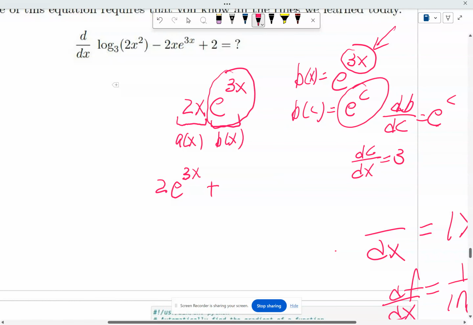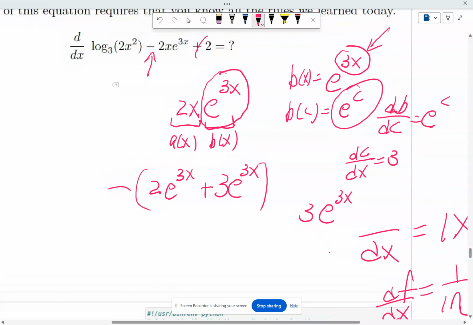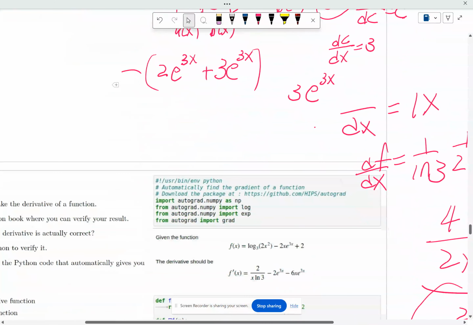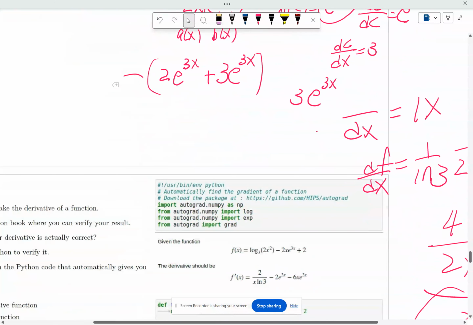Now dc/dx is equal to, well, we take the derivative of 3x with respect to x, so it's 3. Now we multiply them together, as in the chain rule. Then it's e to the c, which is 3x, times 3. Okay, 3 e to the 3x. And then the negative is over here. So that's the derivative of the second term, and this is a constant value, right? So that's basically it. Hopefully you were able to do this.